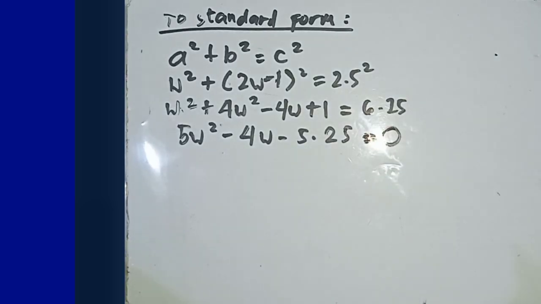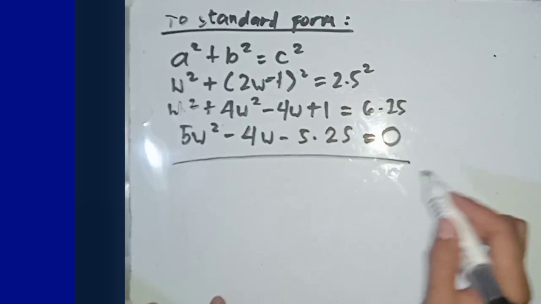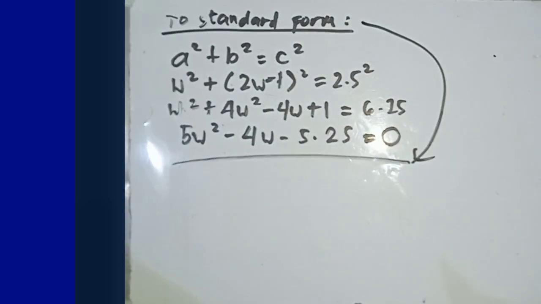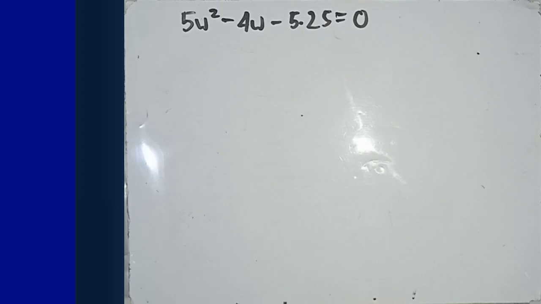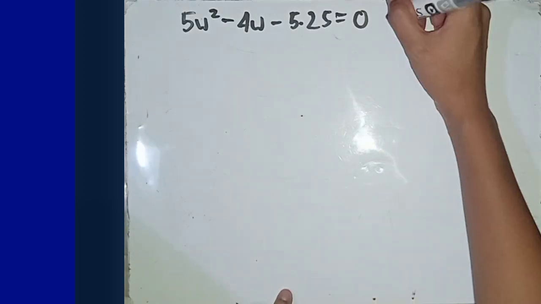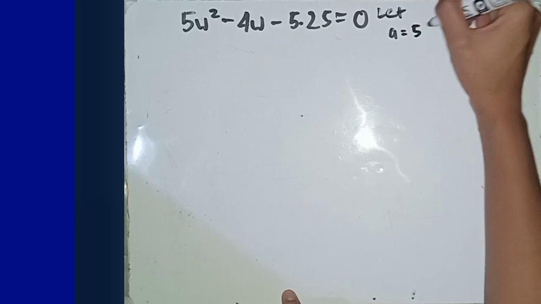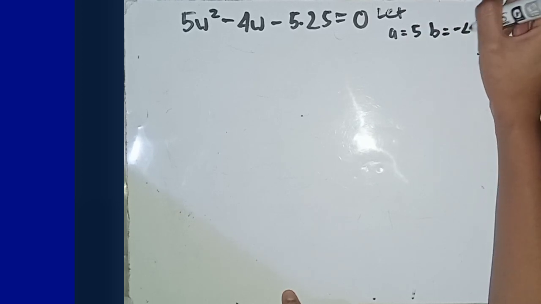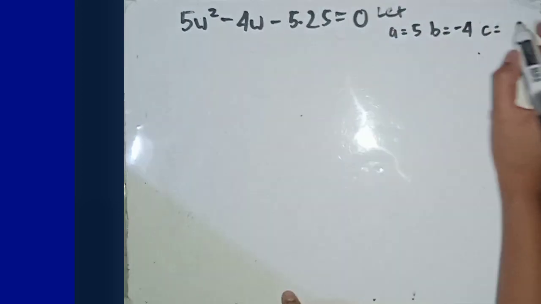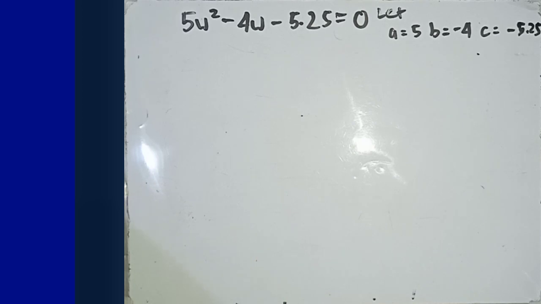okay, we will be proceeding to standard form. Okay, 5w squared minus 4w minus 5.25 is equal to 0. So that is the standard form. Next, since it is already in the standard form, we will be assigning the A, B, and C because we will be substituting it into the quadratic formula. So A would be 5, B would be negative 4, and C would be negative 5.25.